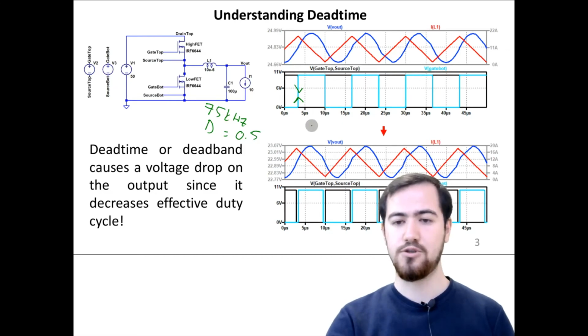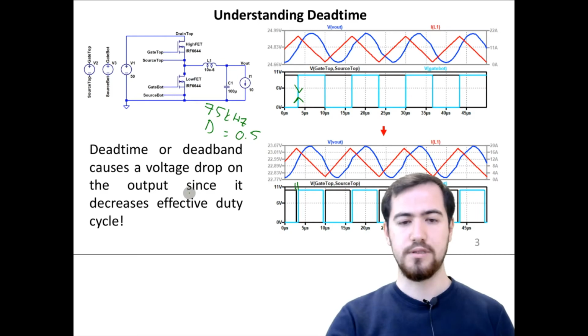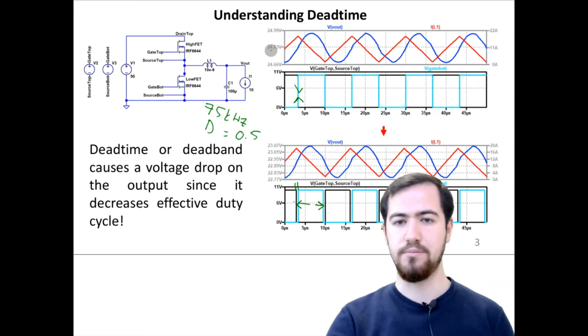So in order to prevent a short circuit failure, we always provide a small amount of blank time, which is called dead time or dead band, to increase our safety and reliability. However, this comes with a disadvantage, as it is written on the left hand side. Dead time or dead band causes a voltage drop on the output because it reduces the effective duty cycle of our applied pulses. So here we see a difference for the average voltage. It was 24.8 in the previous case. However, it's now reduced to almost 23 volts. This is the effect of dead time.